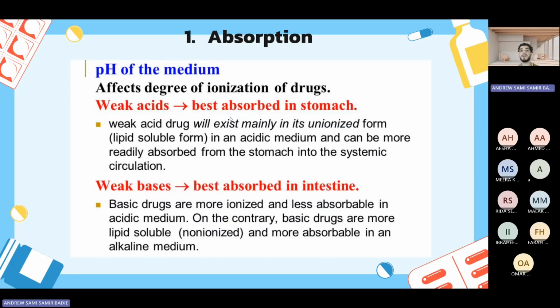So again, acidic drugs are usually best absorbed in the stomach. As we said, we want our drugs as unionized as possible. If you have an acidic drug in the stomach, an acidic environment, it's going to remain unionized. This is the best place where the drug is absorbed. On the other hand, if you have a drug which is a base, or alkaline, we again want it unionized, so it's best absorbed in the intestines.